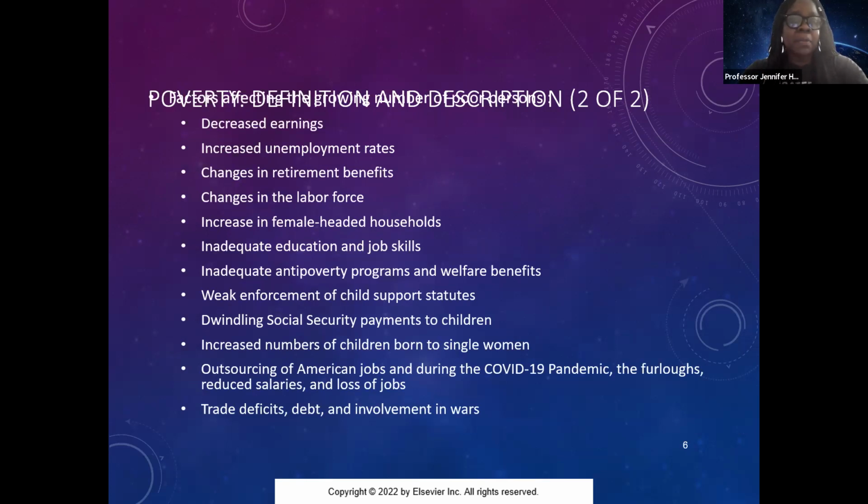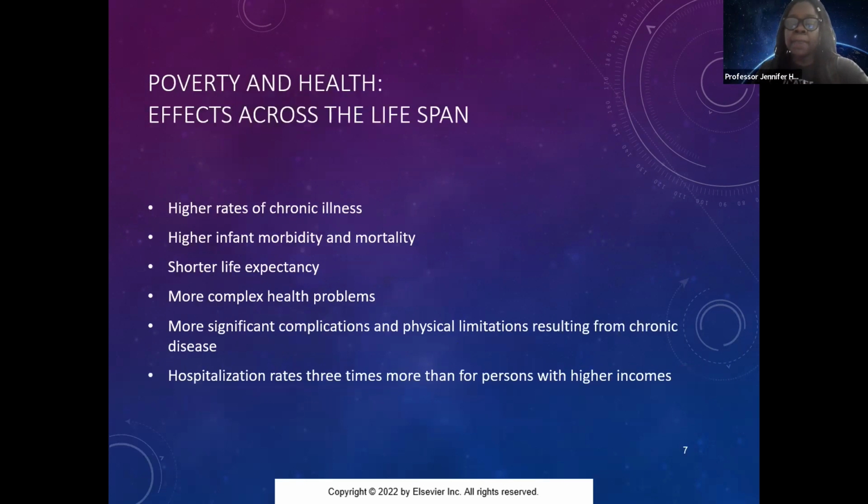So poverty has affected our labor force. It has affected benefits, dwindling Social Security payments to children. These are things to keep in mind when you're looking at what has impacted poverty from a negative perspective. And then these poor health outcomes are often secondary. They're often related to barriers that impede their access to care. So if we can improve folks' access to getting the care they need, that would help out a lot, right? Inability to pay for healthcare, lack of insurance, where they're living, language barriers, inability to find providers, inconvenient clinic hours, and it goes on and on.